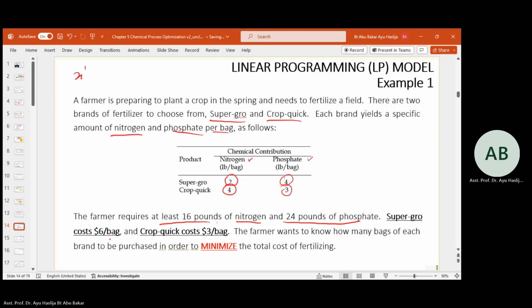Supergrow costs $6 per bag. Crop Quick, $3 per bag. Okay, the farmer wants to know how many bags of each brand to be purchased in order to minimize the total cost. Okay, minimize the total cost. So your objective function is what? Objective function. Cost, minimize the cost, total cost.